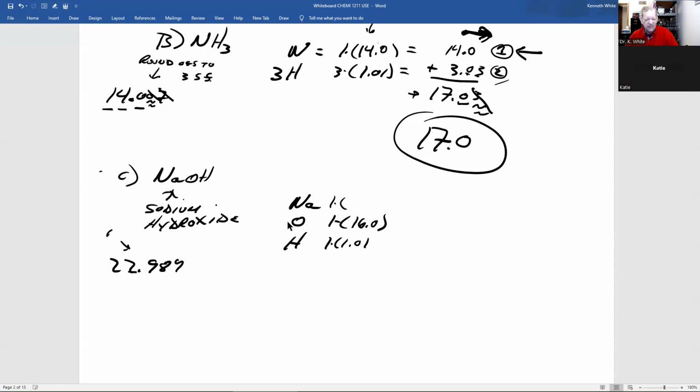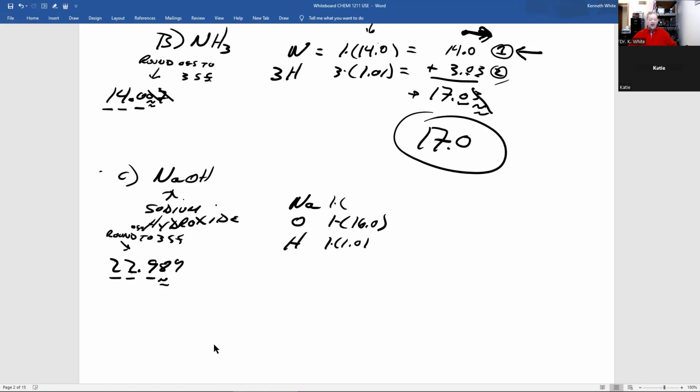And why don't you round this off to 3 significant figures? Your turn. Because on test 2, we'll say, please use all atomic weights to 3 significant figures. All right, how do you round this off? Keep the 2, keep the 2, keep the 9. Those are 3 significant figures.